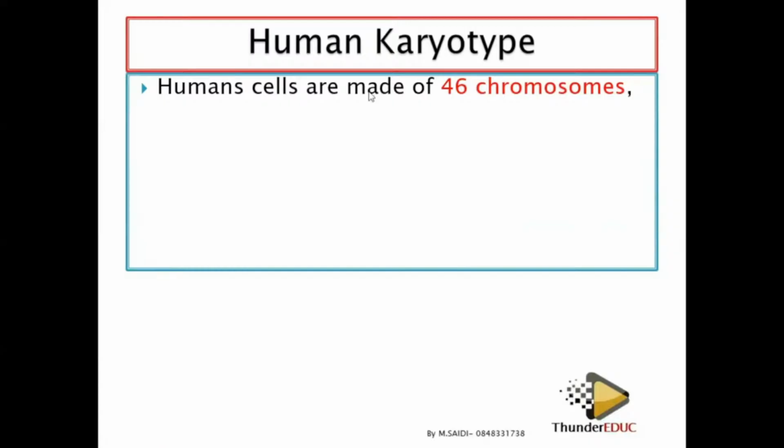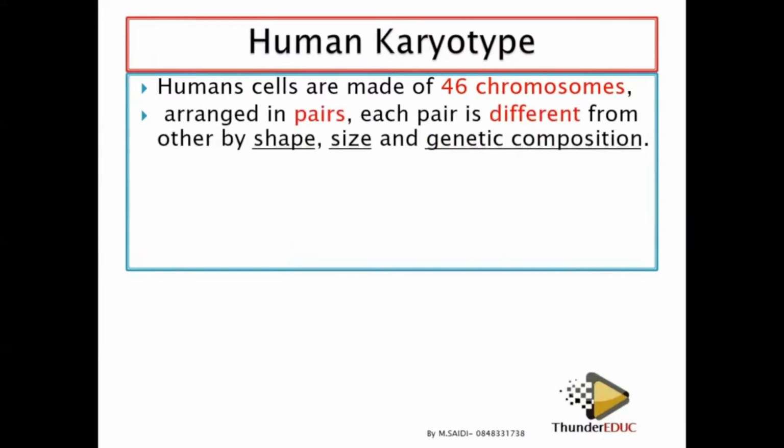Human cells are made up of 46 chromosomes. It means that our nucleus has 46 chromosomes, and these 46 chromosomes are arranged in pairs. It means that they cannot exist as singles. What does it mean if you're not married? All right. It means that they are arranged in pairs.